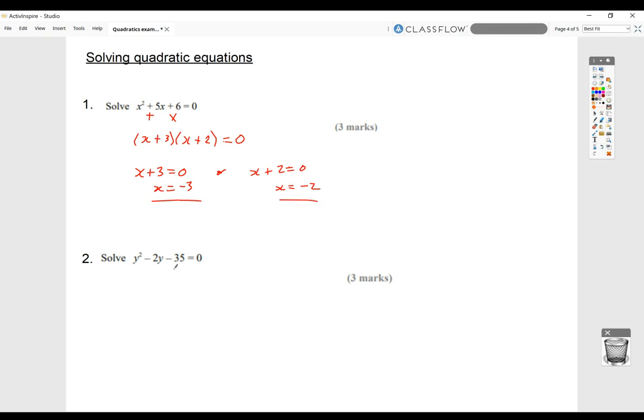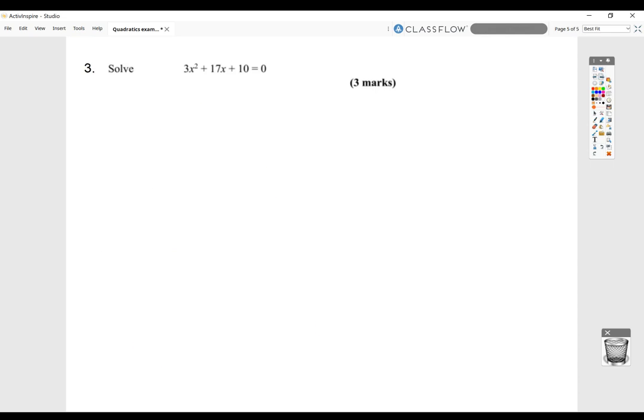The second one, we're looking for two numbers that multiply to make minus 35 and add to make minus 2. So they're going to be different signs. The two numbers are 5 and 7, but the signs would need to be minus 7 and plus 5 in order to give us a sum of minus 2. So when we put these equal to 0, we have two potential answers. One is y equals 7, the other y equals minus 5. So those are our first two.